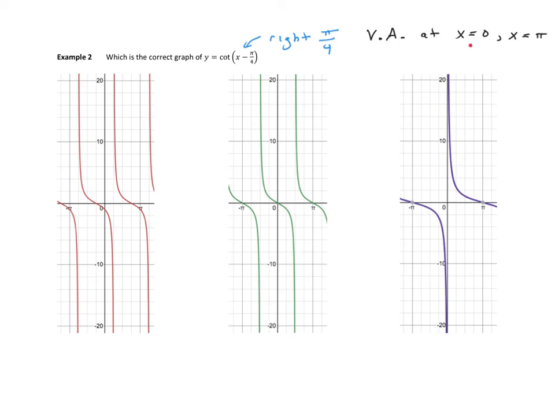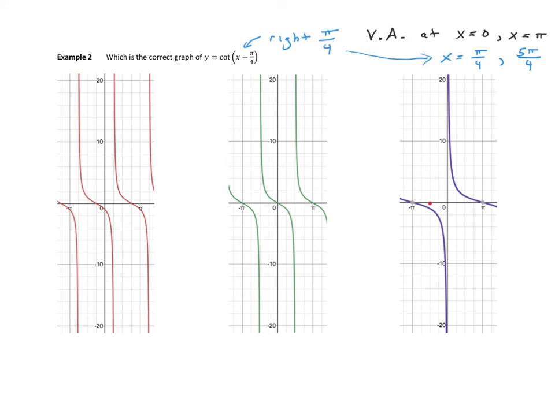So if we move these by pi over 4, I'm expecting vertical asymptotes at x is equal to, well, if you add pi over 4 to 0, you get pi over 4. And if you add pi over 4 to pi, you get 5 pi over 4. So that will be on this graph.